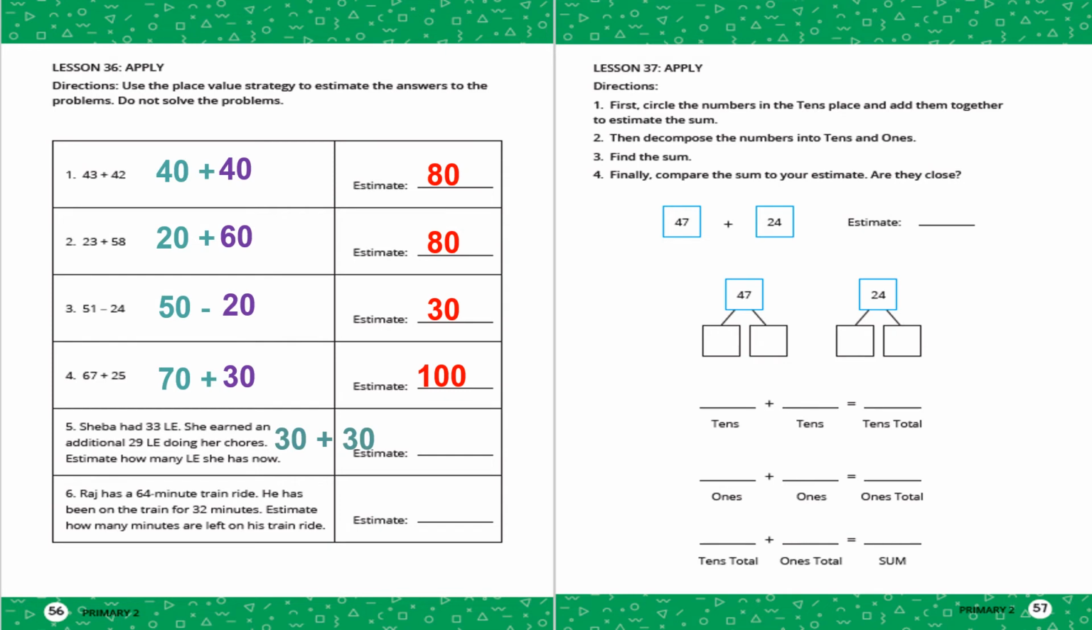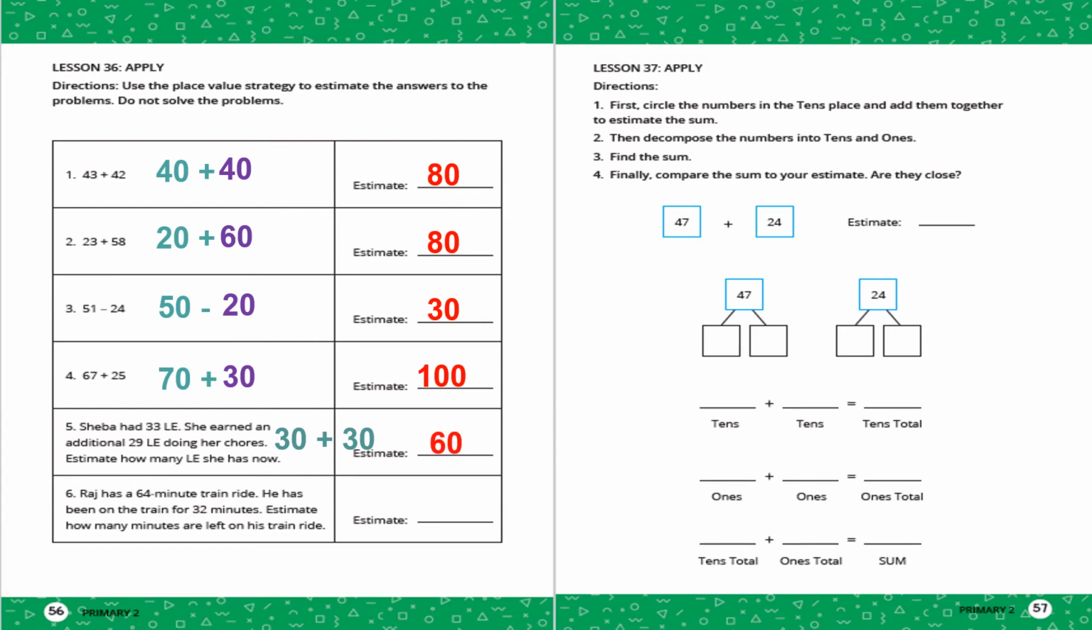29 is between 20 and 30. The ones is 9, 9 is more than 5. So we will go to the next tens. So 29 will be 30. 30 plus 30 equals 60.